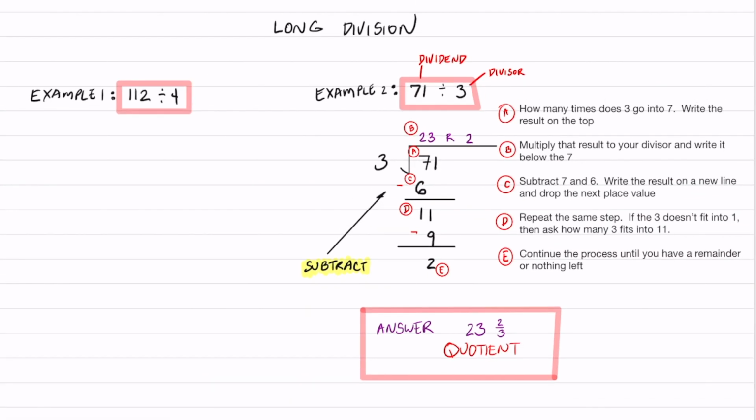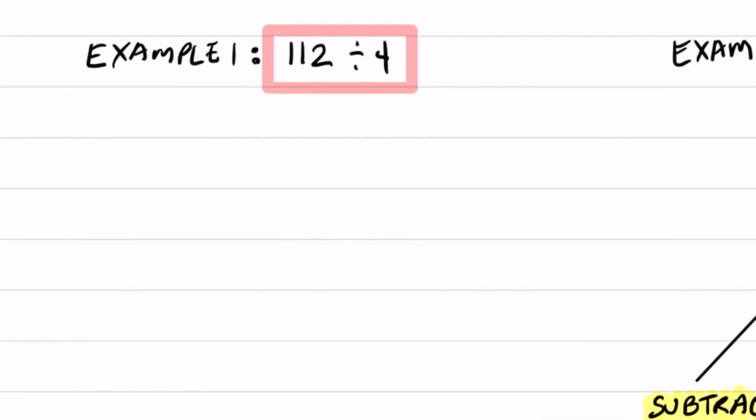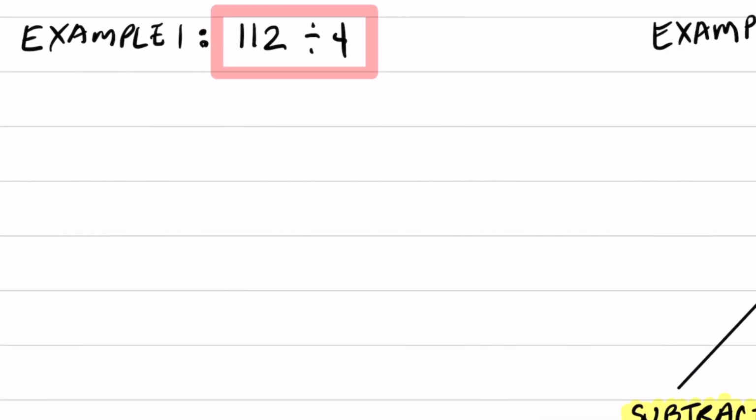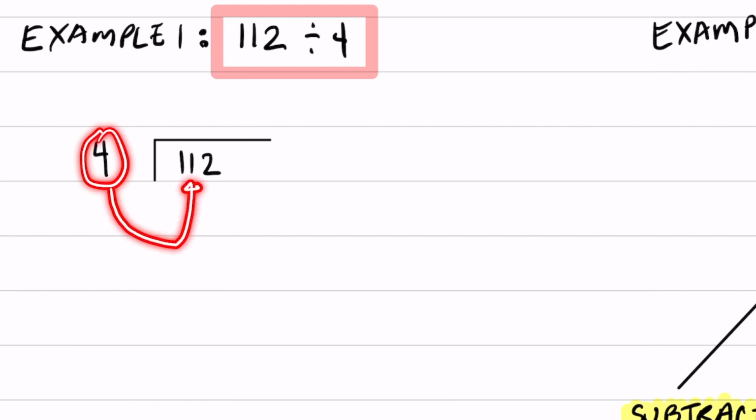Here's what a long division example looks like. We're going to tackle example 1 first. So when you write this, that number 4 is what you start off with. Then you write this half-looking box like that, and you put 112 on the inside. There is a process when you're doing this, and that's what we're going to go over right now. What you want to ask first is if this 4 fits into 1. And if it does not fit into 1, then you ask yourself, does 4 fit into 11? You just go one place value over.